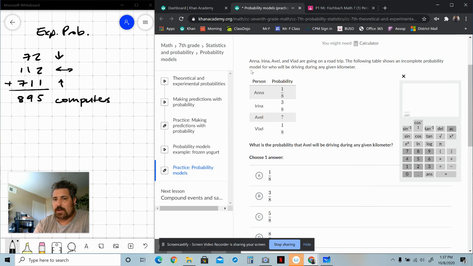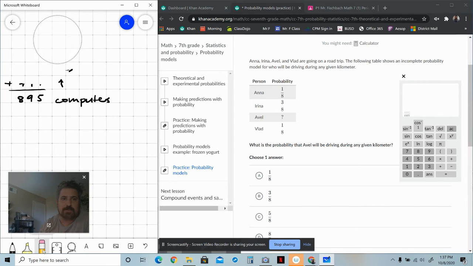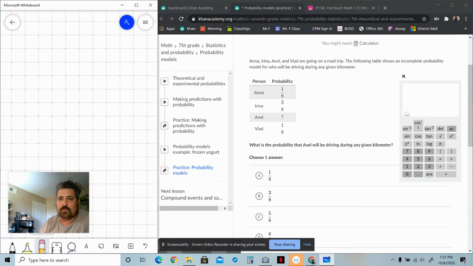The next one, Anna, Irina, Avel, and Vlad are going on a road trip. The following table shows an incomplete probability model for who will be driving during any given kilometer. Okay, remember, the sum of these has to add up to 1, right? So when we go look at it, we can just take all the values and add them together, and we should get what's covered so far. And then the remaining portion between that and 1 is the amount for this leftover person.